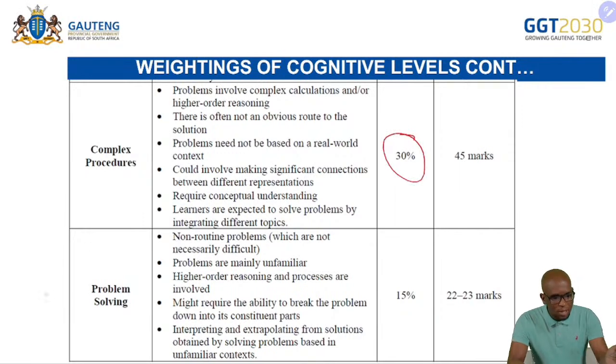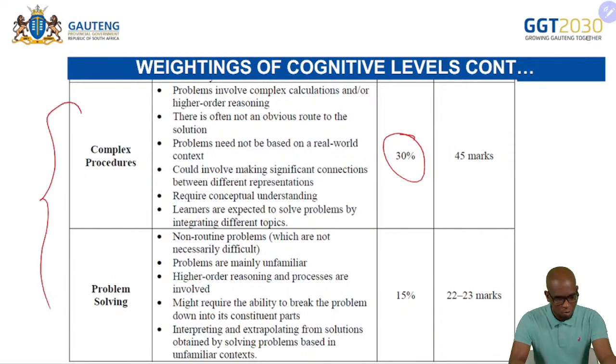And then we look at problem solving. These are higher order questions. These two refer to higher order questions. With problem solving, you need questions that are non-routine. You need questions that are unfamiliar. If you look at past papers, you see questions that are different from the norm. Questions that might require you to break a problem down into its pieces. It might require extrapolation and interpolation and so on. These are higher order questions. They would make up only 15% of the paper.